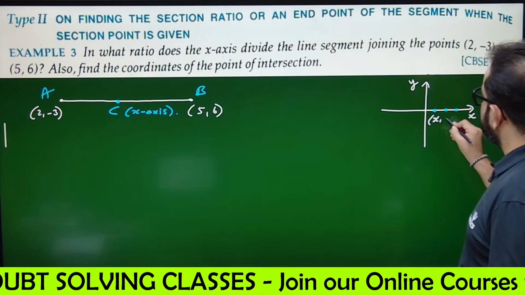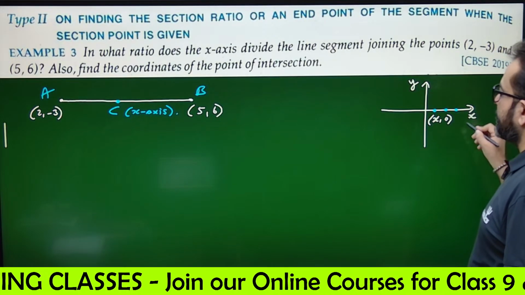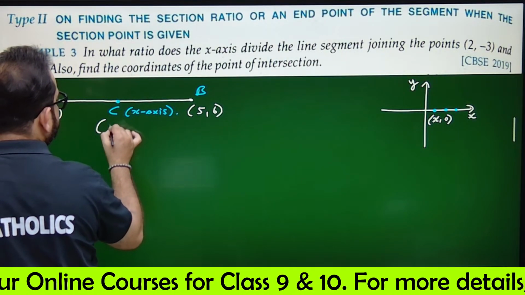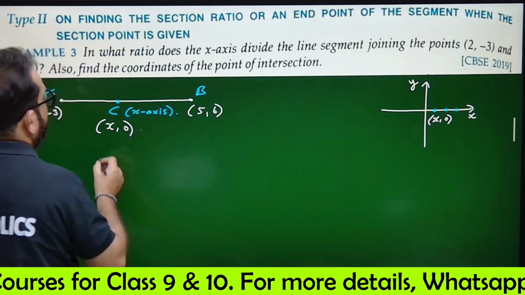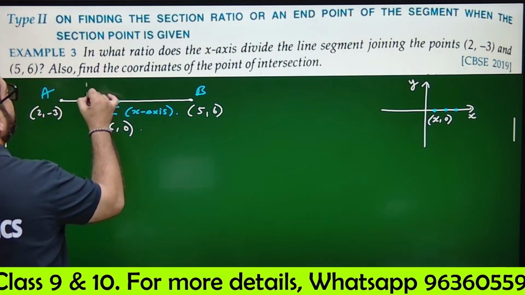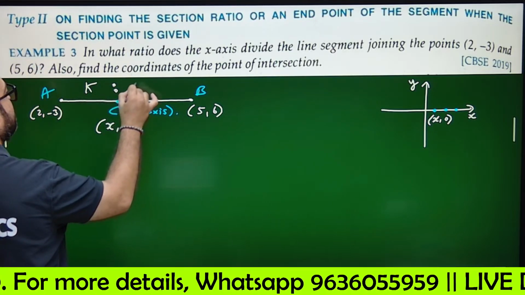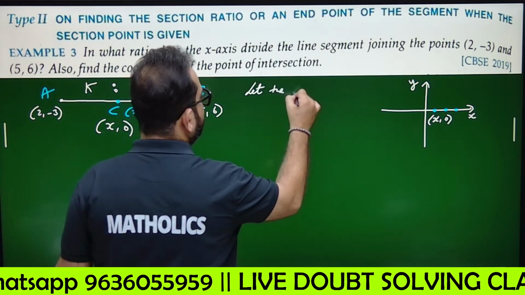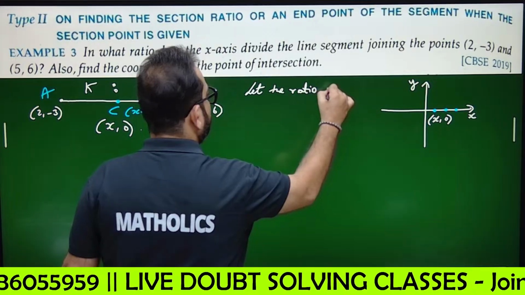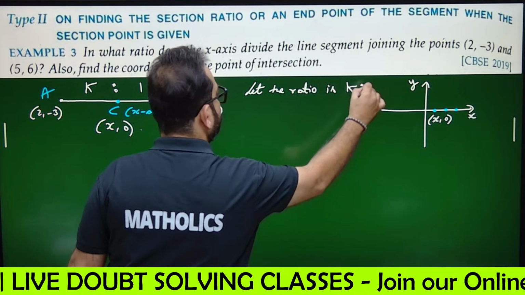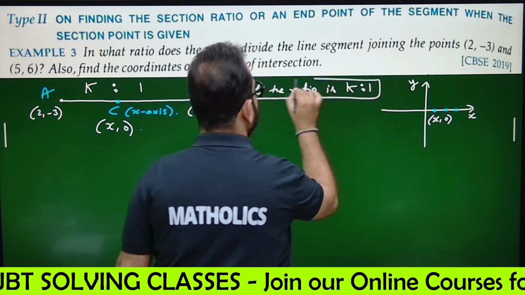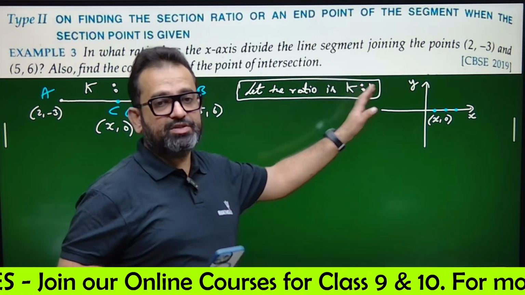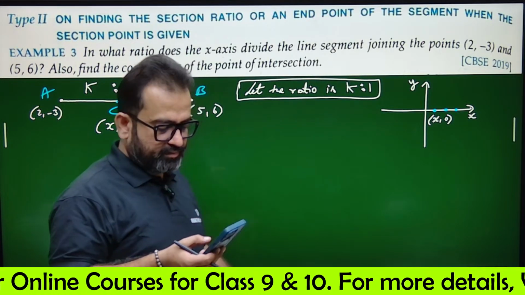Its coordinates will be x comma 0, 1 comma 0, 2 comma 0, 3 comma 0, 4 comma 0. Okay. So let us assume the coordinates of C as x comma 0. Now let the ratio be k is to 1. We have to find the ratio. So we just have to find the value of k. Instead of m is to n, we have taken k is to 1. Okay, it will be easier.